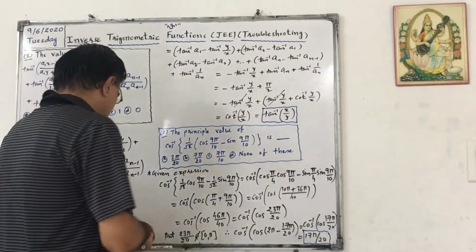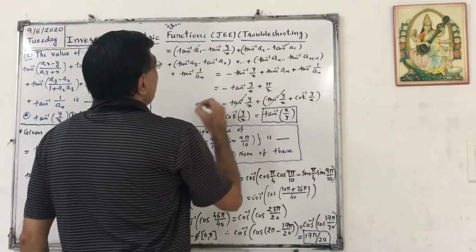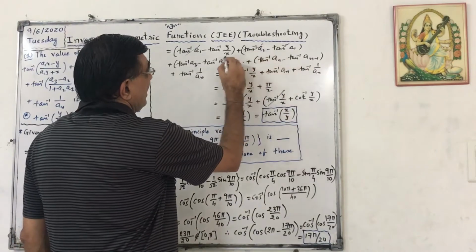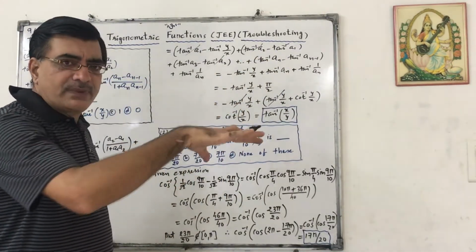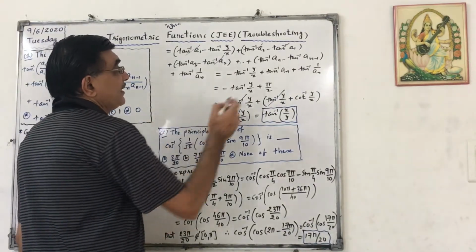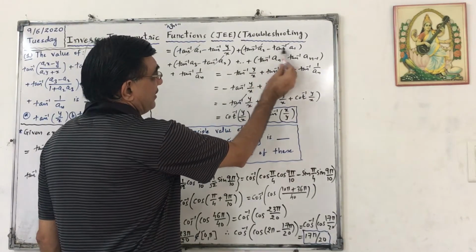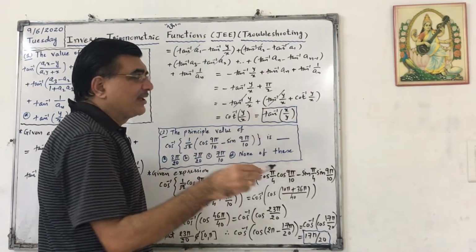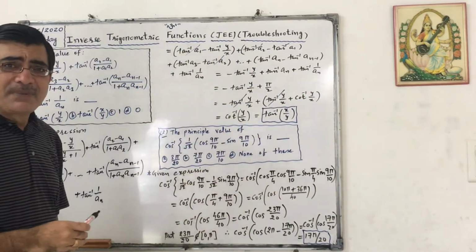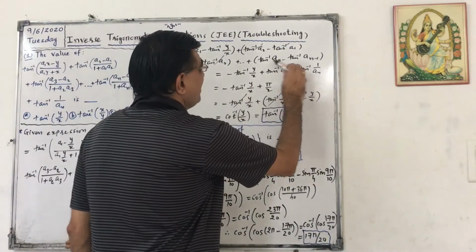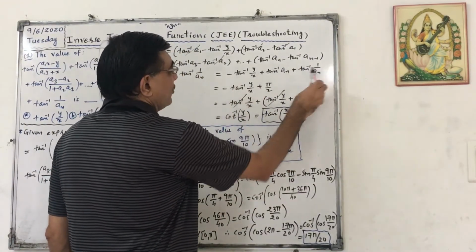Now see, this tan inverse a1 and tan inverse a1 will be cancelled. Similarly, tan inverse a2 and tan inverse a2 will be cancelled. Similarly, most of the terms will be cancelled. But see, the second term from the second bracket is cancelled. So in the last bracket this term will be cancelled with the earlier bracket. So from this bracket this will be remaining, that is tan inverse of an plus tan inverse of 1 upon an.